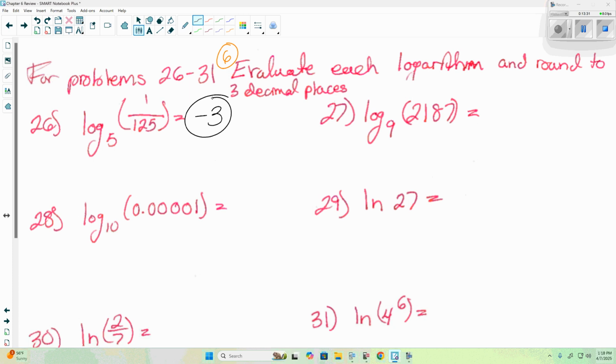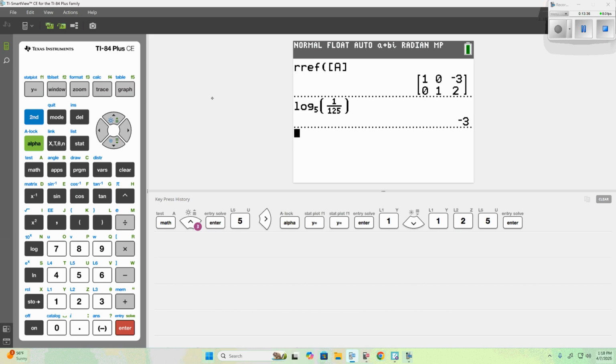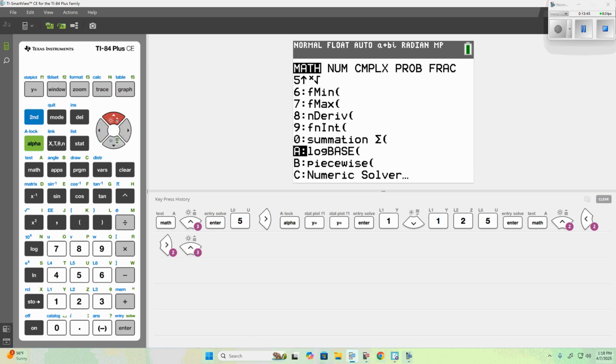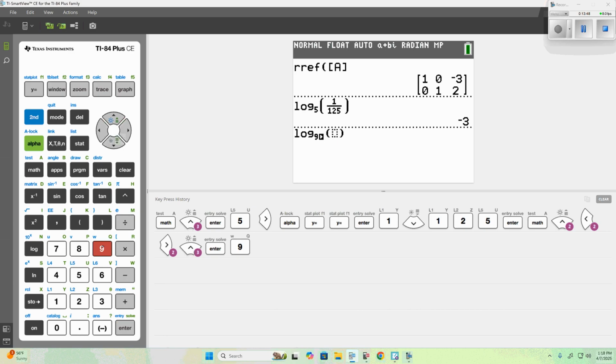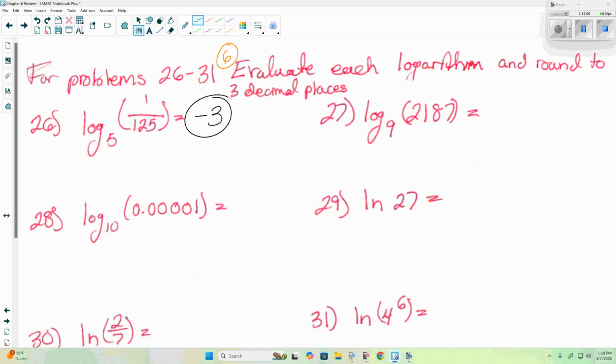But if we look at the next one, log base 9 of 2,187. So we can pull the graphing calculator up and go math, up to log base. And it's 9 of 2,187, which is 3.5. Now we do have a decimal, but it doesn't have 3 digits, so we can just leave it as 3.5. Questions on this here?